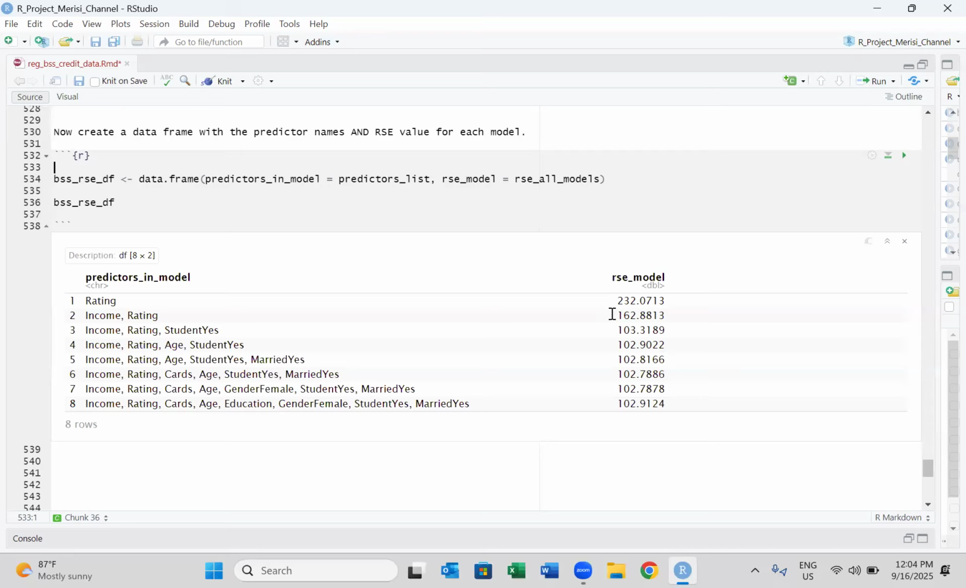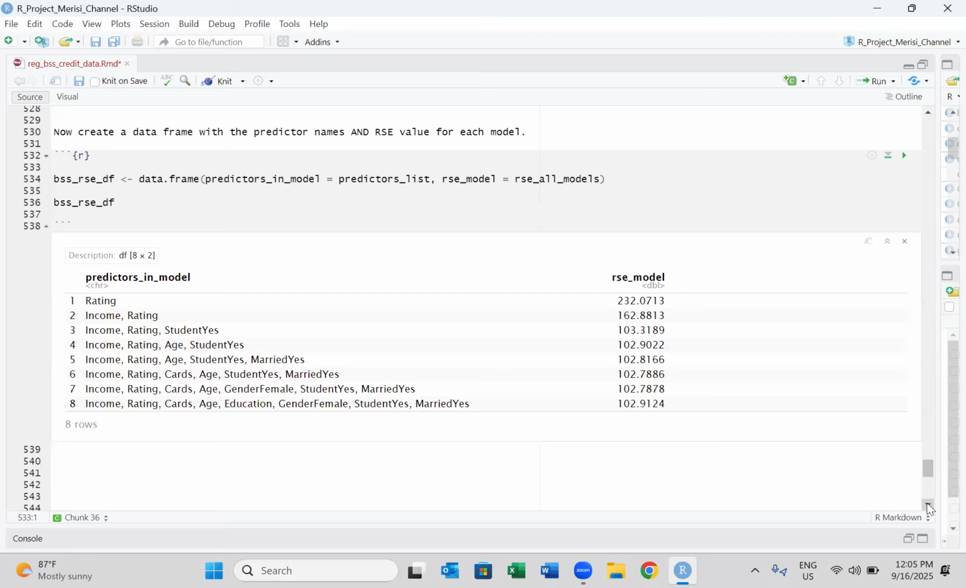How do we compare these models based on RSE? For RSE, we are not looking for the highest, the opposite. We're looking for the lowest, okay? RSE is the residual standard error, the prediction error. So for the prediction error, we want the lowest possible. We're looking for the model at which RSE stops decreasing. So we're looking for the minimum, okay?